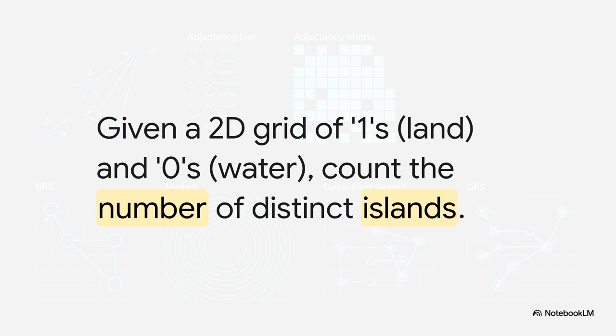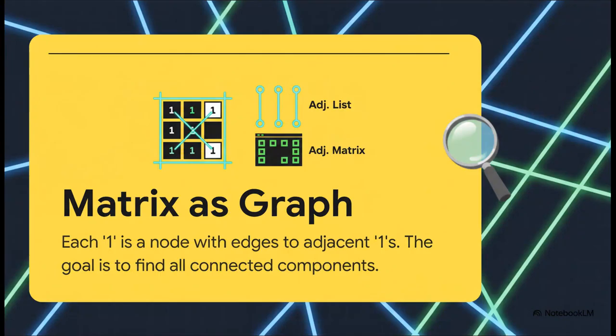Seems straightforward, right? But the most elegant solution comes from not seeing this as a grid at all. And this, right here, is the absolute key, the aha moment. We're going to reimagine this grid as a graph. Think about it. Every single one is a node, or a vertex. And if two ones are touching, well, that's an edge connecting them. All of a sudden, the problem isn't counting islands anymore, it's counting the number of connected components in a graph. And for that, we have some seriously powerful standard tools at our disposal.